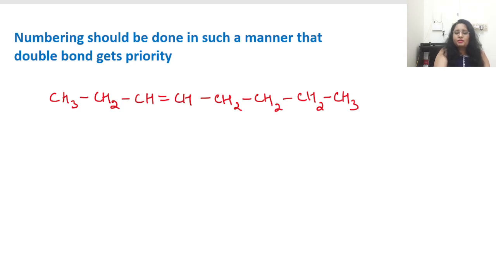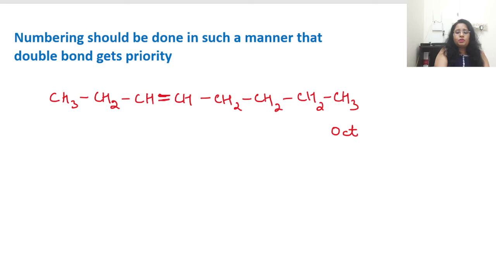Now let's check. The bond is on this carbon atom. See, we can see the bond is here. 1, 2, 3, 4, 5, 6, 7, 8. This is the 8 chain carbon. So what is the word root for 8 carbon? It is oct. So we can write it.